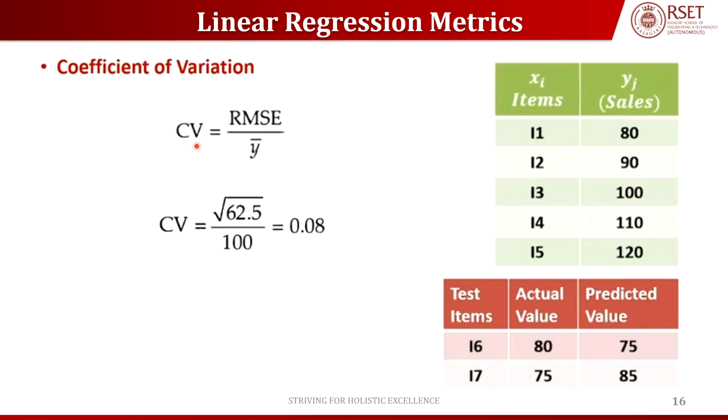Then the last one is CV, which is the coefficient of variation, that is RMSE by y bar. Y bar is the mean of these y values. So that is root of 62.5 by 100, which is 0.08. So these are different evaluation metrics that can be used to evaluate the performance of a linear regression model, taken as per our requirement.